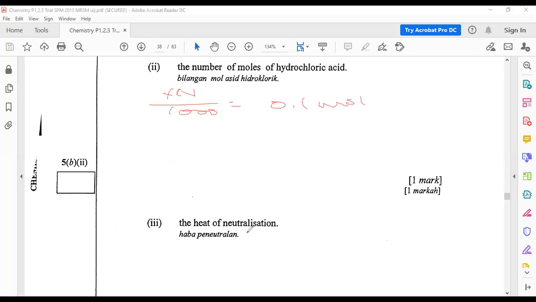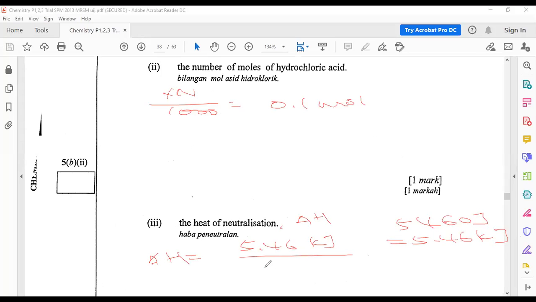Now continue. For the heat of neutralization, it is actually the delta H. Therefore, you are actually taking the delta H equals to the 5,460 joule that you get, which is actually 5.46 kilojoule. So here you are taking the 5.46 kilojoule divided by the 0.1 mole, and this is delta H, so don't forget to put your negative sign.